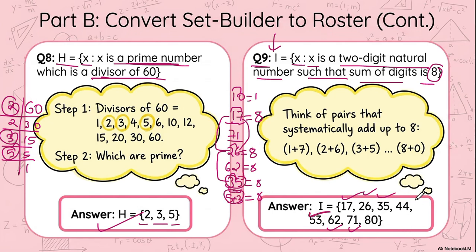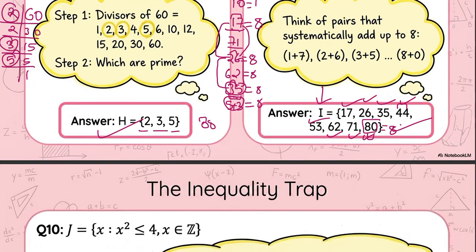And which numbers are remaining? 44, 4 plus 4 is also 8, and one more number, 80. 8 plus 0 is also 8. So 80 we have taken, but we cannot take 08, because 08 is a 1-digit number. So 80 only will come. So these are the elements of this set I, and this is a roster form. Look at the next question.